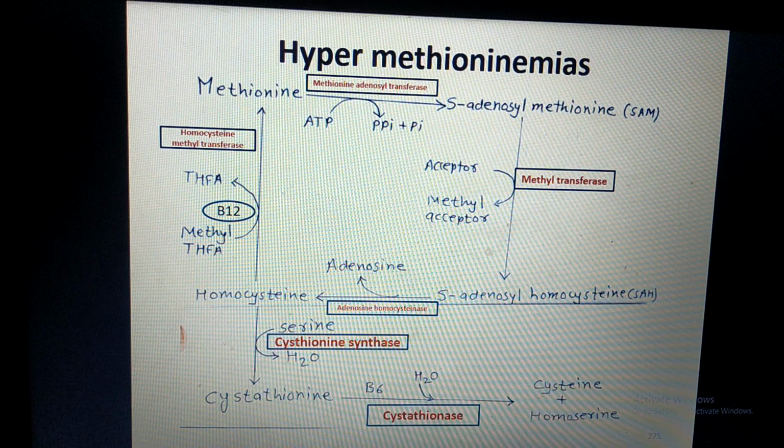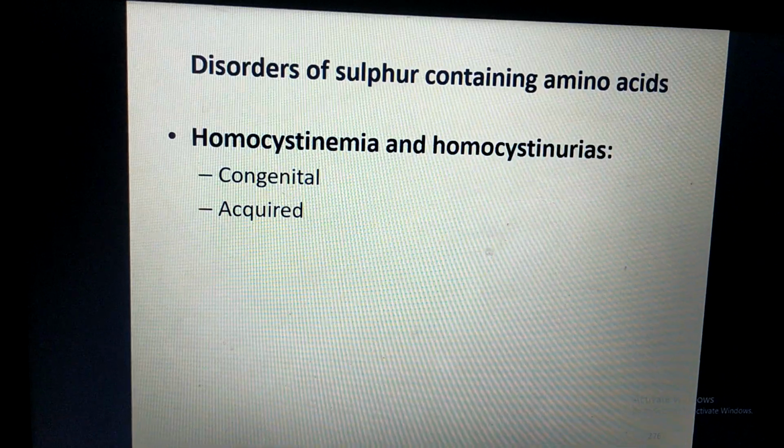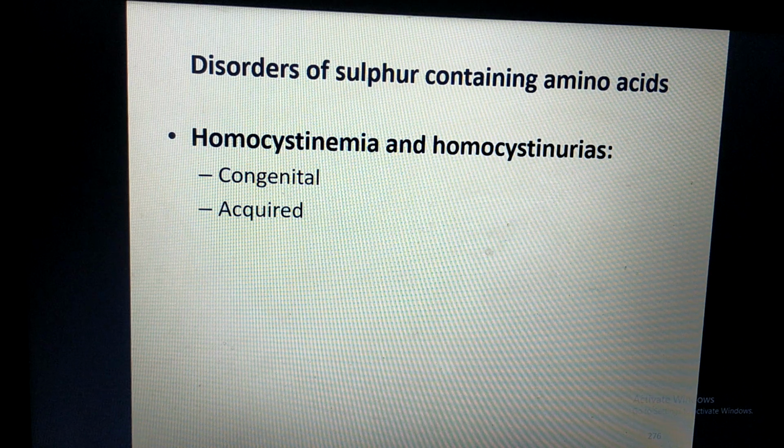Second is decreased utilization of methionine for transmethylation reaction. So methionine, I have told you, gets converted into S-adenosyl methionine. If that reaction is hampered, again the methionine level is increased. So hypermethioninemias are due to two reasons, either due to decreased utilization of methionine in SAM cycle or excessive remethylation of homocysteine to methionine. Next disorder is homocystinemia and homocystinuria.